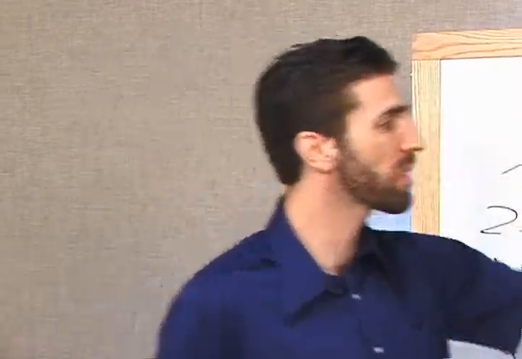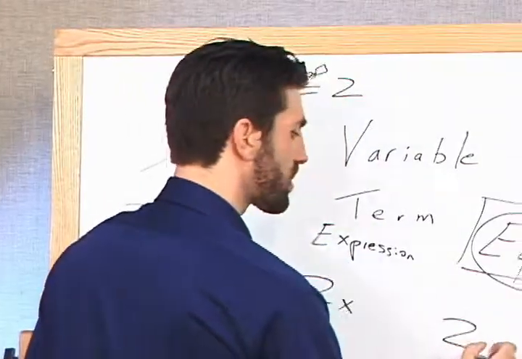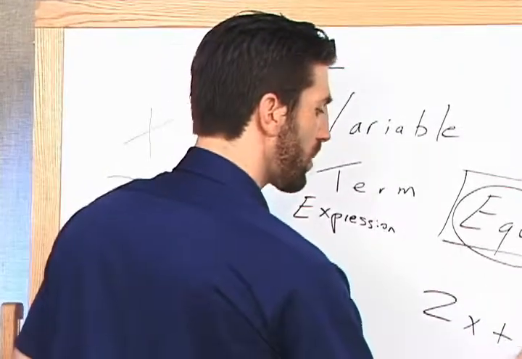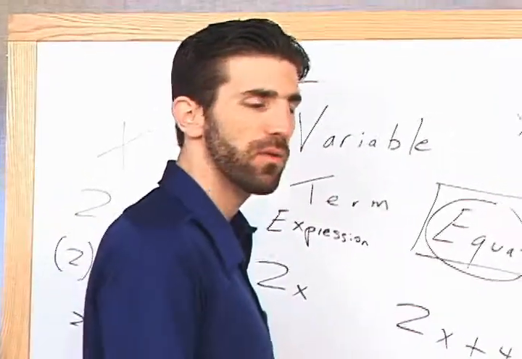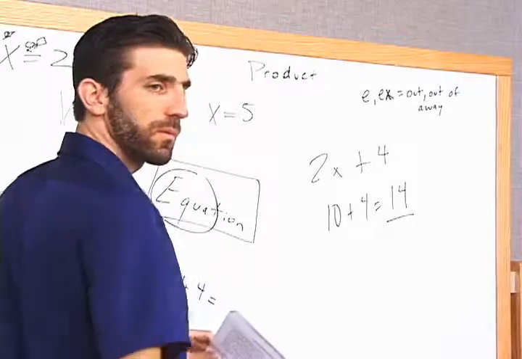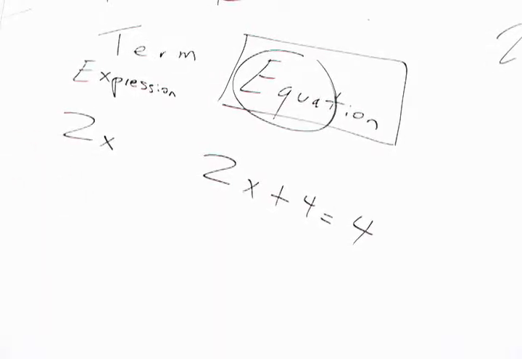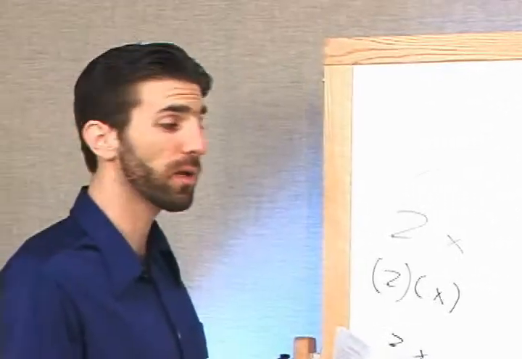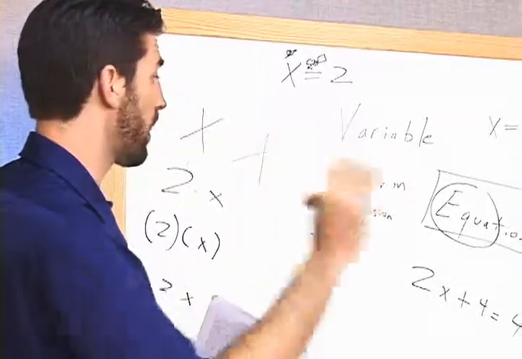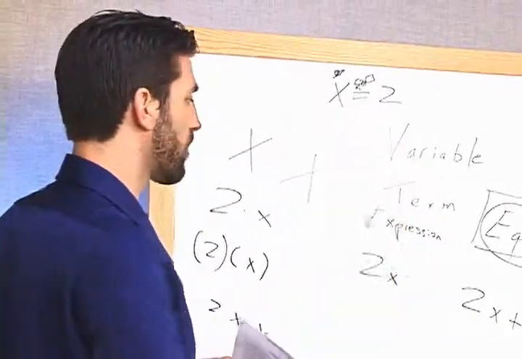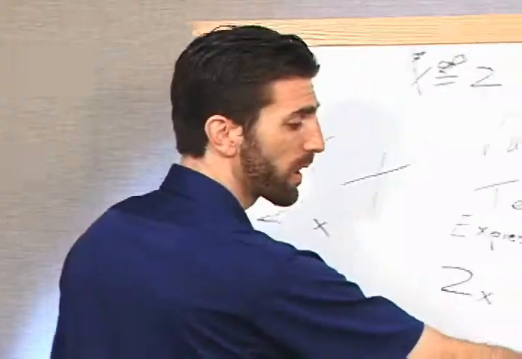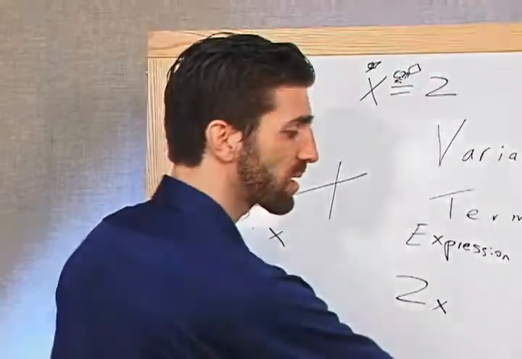But when we take the expression 2x plus 4 and set it equal to, Dave, you've been feeding me great numbers, 4. Great. 2x plus 4 equals 4. Now we have an equation. 2x plus 4 equals 4 is an equation because it has an equal symbol.